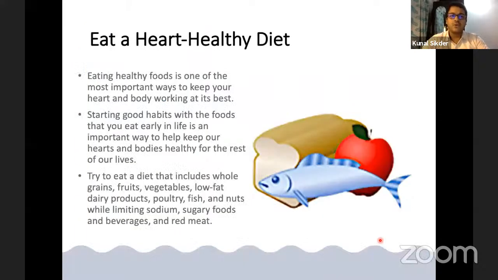So it is always preferred to eat a heart healthy diet. And what is a heart healthy diet? It is nothing very special. It should contain a lot of vegetables, antioxidants, fresh fruits, and definitely a very small amount of saturated fat. Starting good habits with the food that you eat early in life is a very important way to help keep our hearts and bodies healthy for the rest of our lives.